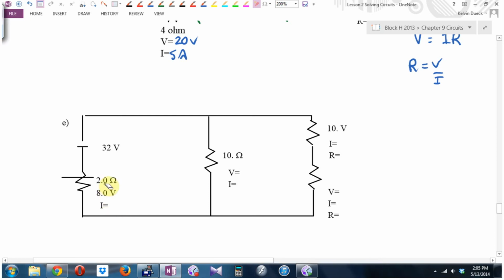How do I get V over R in your head? 8 divided by 2? 4. And here's what's nice about that. Is that not the total current coming from the battery? I think so, because there's no junctions between the battery and this resistor. I just found total current. This question's going to fall apart.